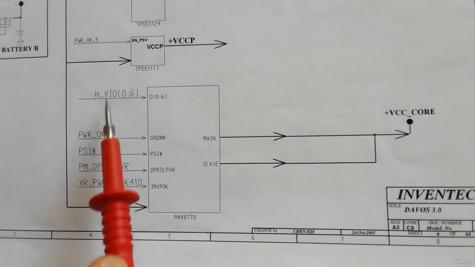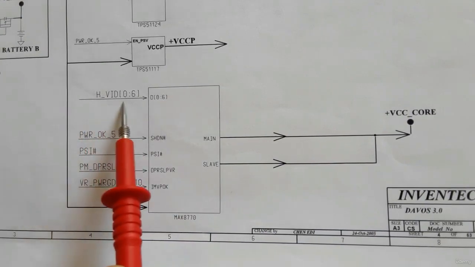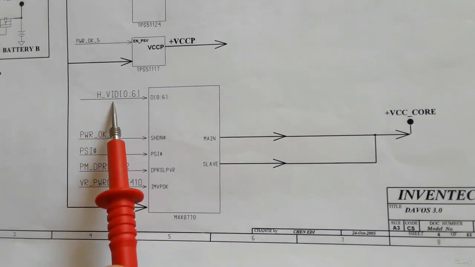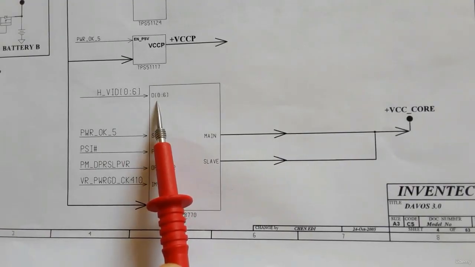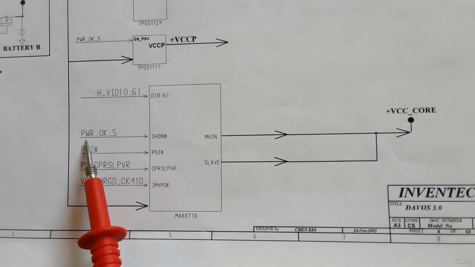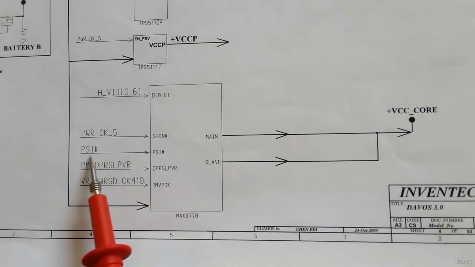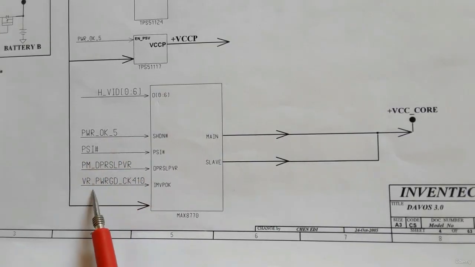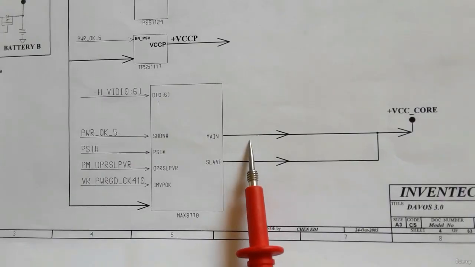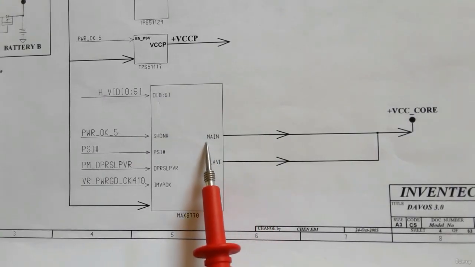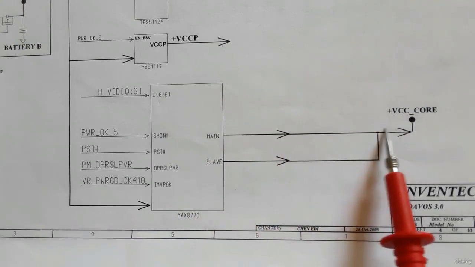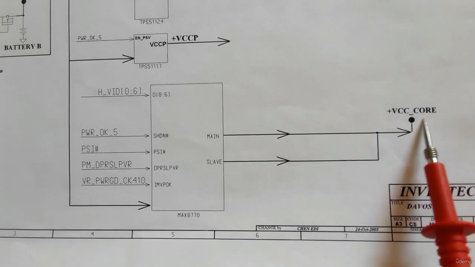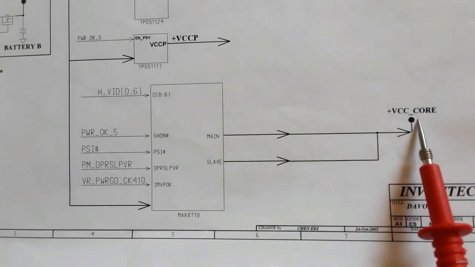Of course, here we have many enabled signals. These are the ID signals. Based on about 8 signals, the IC will know the specific voltage for the CPU. Of course, here we have other signals: power OK, PSI, power management, as you can see. After receiving the power and the enabled signals and the IDs, the IC will generate the VCC core through 2 channels, a main channel and a slave channel. So we will get plus VCC core, as you can see.